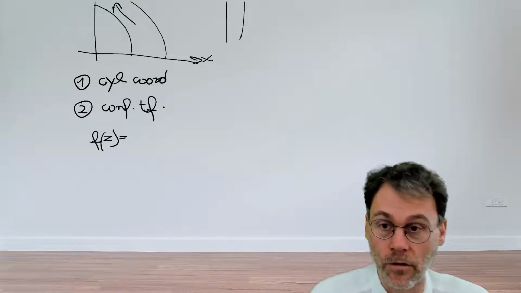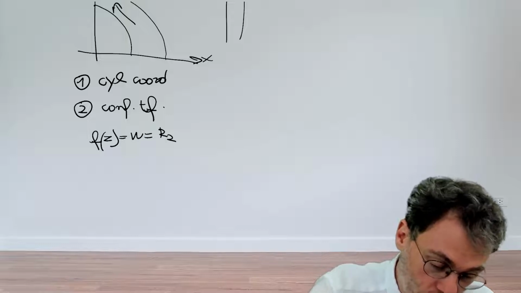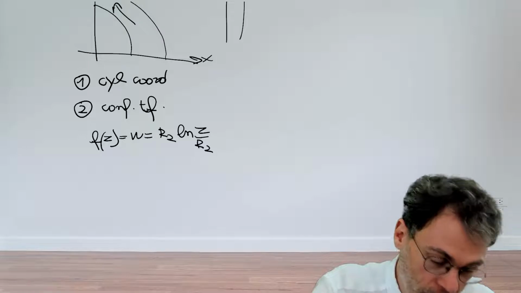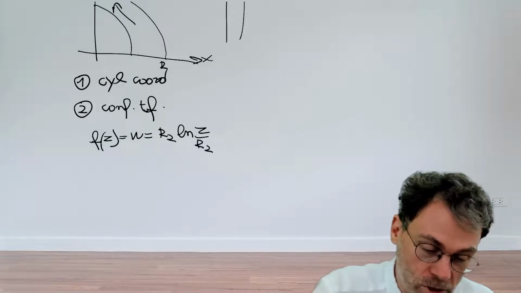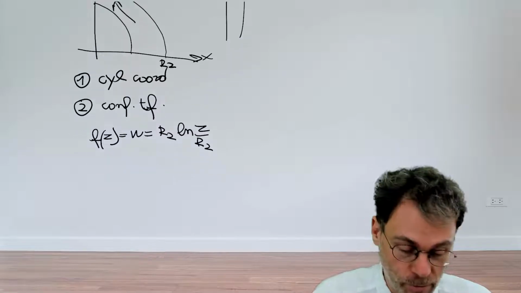W is f of z, and that's in essence the logarithm of z with some scaling factors here, and R2 is the outer radius of our band here. Okay, so this is what people proposed in the 70s.